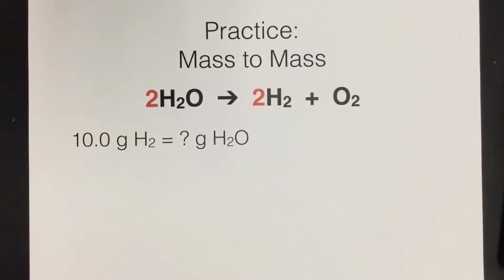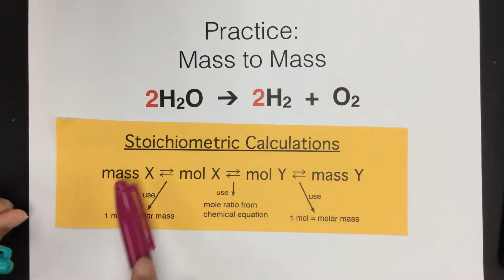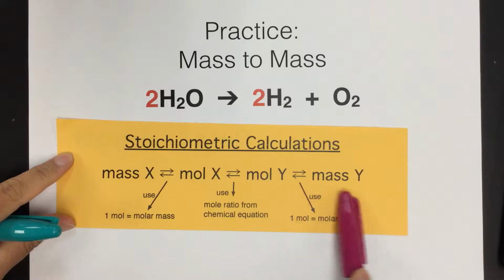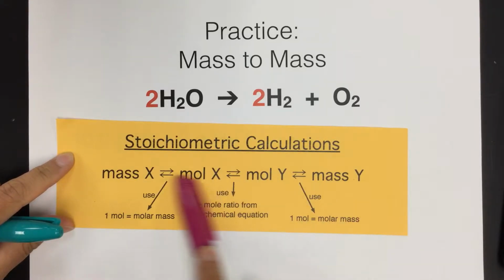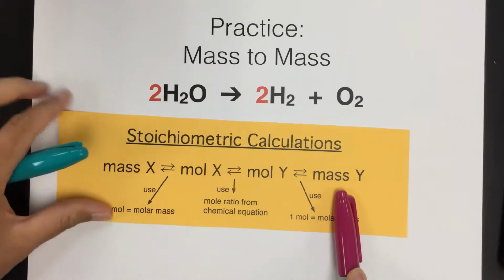In this last video of stoichiometric calculations, we are going from mass all the way to mass. So we're going from mass of one substance to mass of another. So on your handout, this is from one end all the way to the complete other end. So this is the longest type of stoichiometric calculation that you would be asked to do.